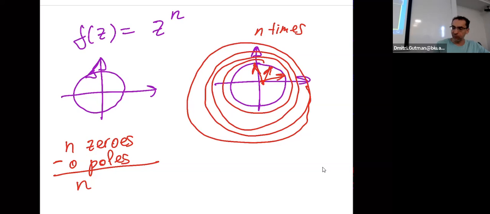For the function z to the power n it's of course elementary, but the statement is: take any function which is analytic in this domain, compute this integral, and this theorem will always hold.